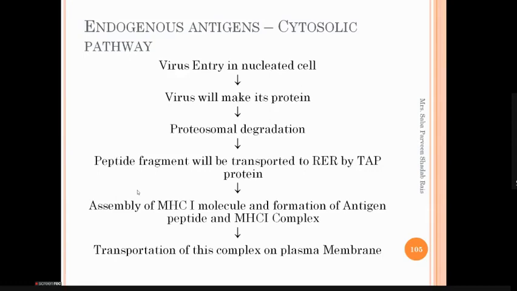So it will be taken to the Golgi body, and there it will be packaged into the secretory vesicle, and from the secretory vesicle it will be taken to the plasma membrane. So this is called antigen processing. Now this processing is done for the presentation.